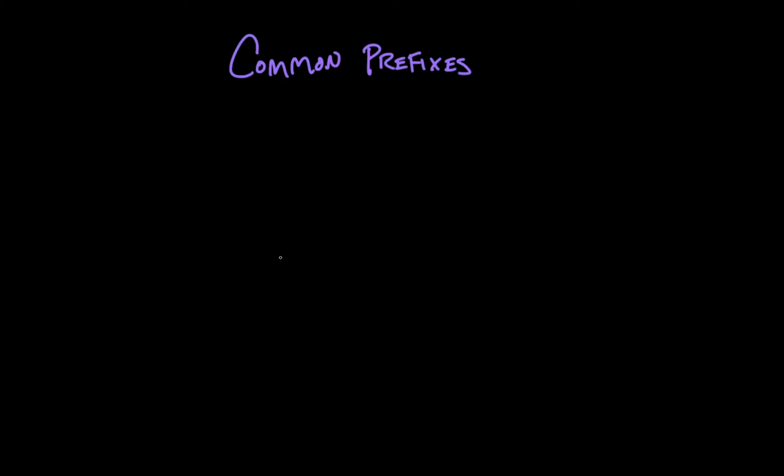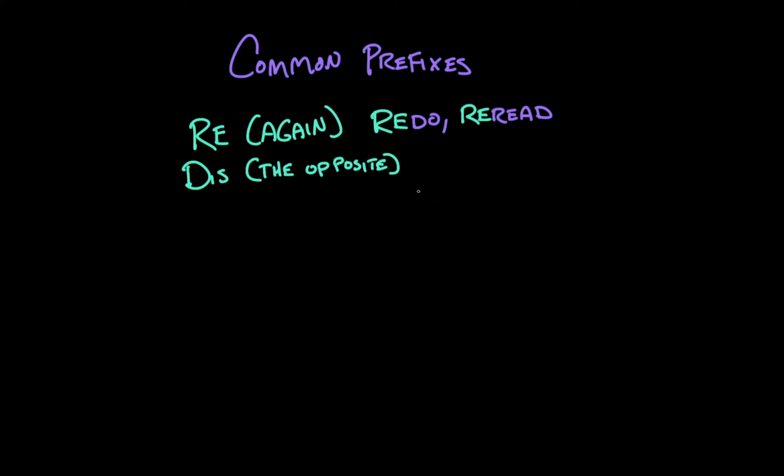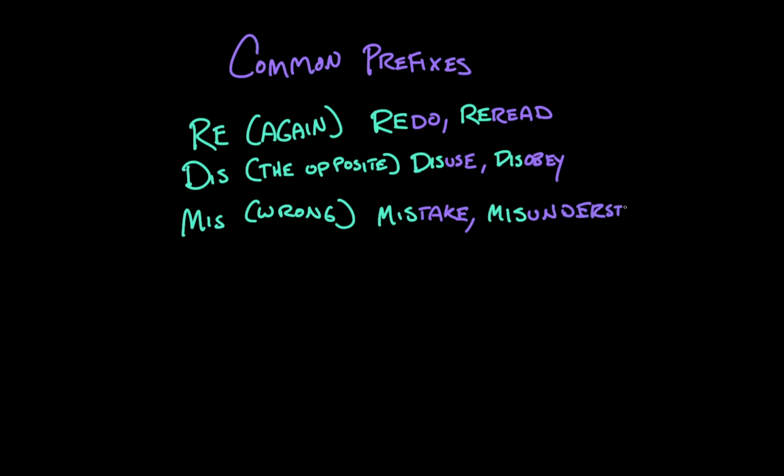Some common prefixes you might see include re, meaning again, as in redo or reread. Dis, meaning not or the opposite, as in disuse or disobey. Mis, meaning wrong, as in mistake or misunderstand.